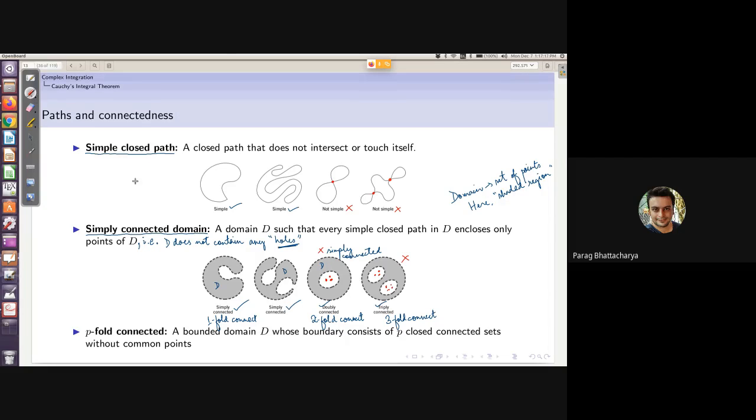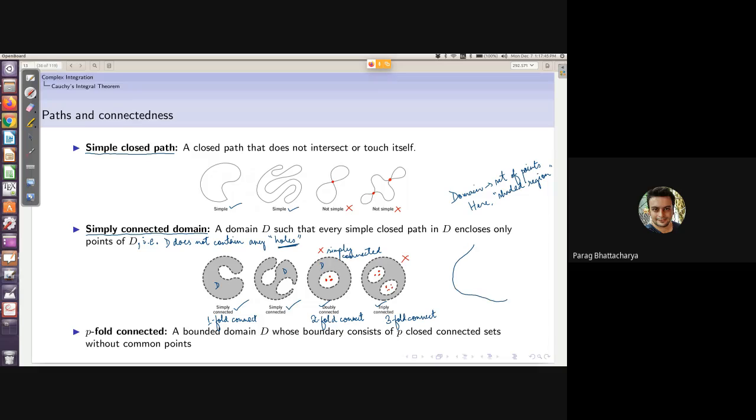Another way to check what fold connectedness is, is to just look at how many boundaries it has. This domain, how many boundaries does it have? It has only one boundary. This one also has one boundary. But this domain has two boundaries. One is the outer boundary, another one is the inner boundary. So the number of boundaries in this case is 2, so it's two-fold connectedness. Here the number of boundaries is 3, so 1, 2, and 3. So this is three-fold connectedness.